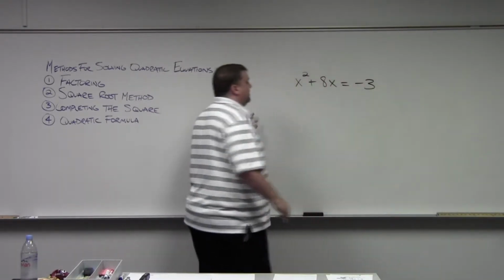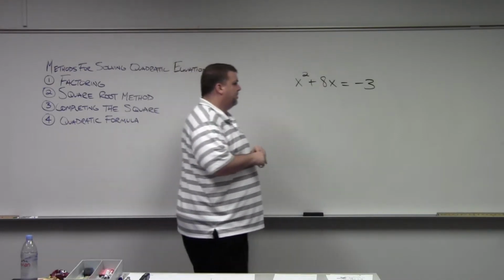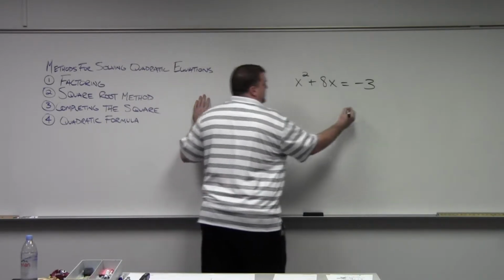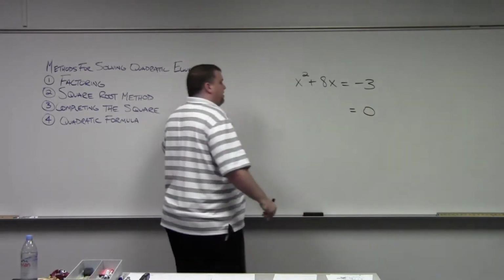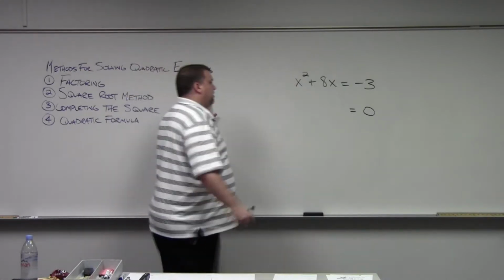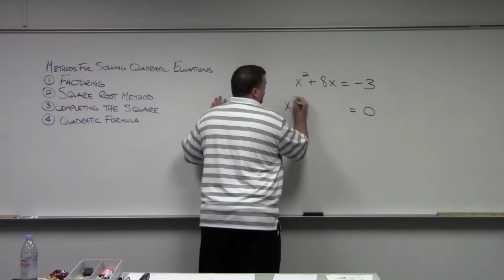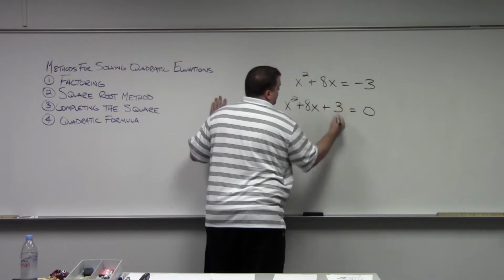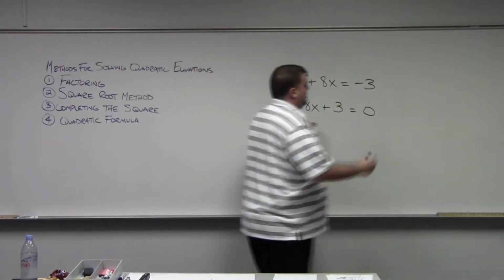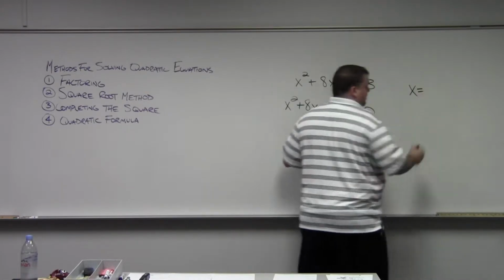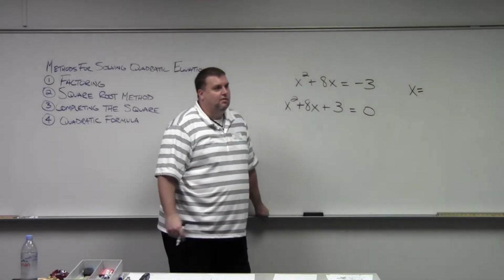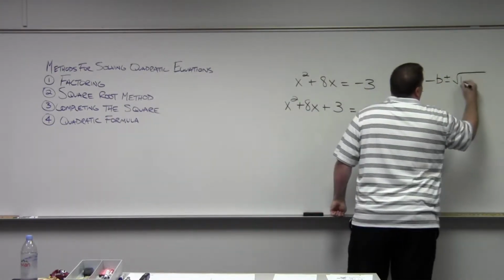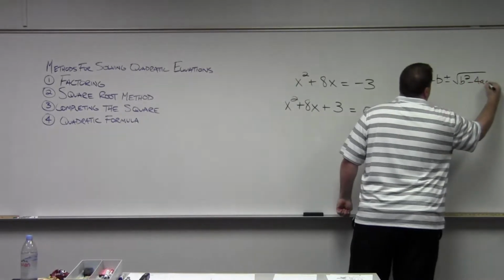The last one on this page asks us to solve it by the quadratic formula. In order to use the quadratic formula, it has to be in standard form, which means it needs to be equal to 0. So what do we need to move over first? 3. Right. So x squared plus 8x minus 3 moved over becomes plus 3. The quadratic formula, can anybody tell me what it is right off the top of their head? I know everybody's got it memorized. Negative b plus or minus square root of b squared minus 4ac over 2a. Thank you, sir.